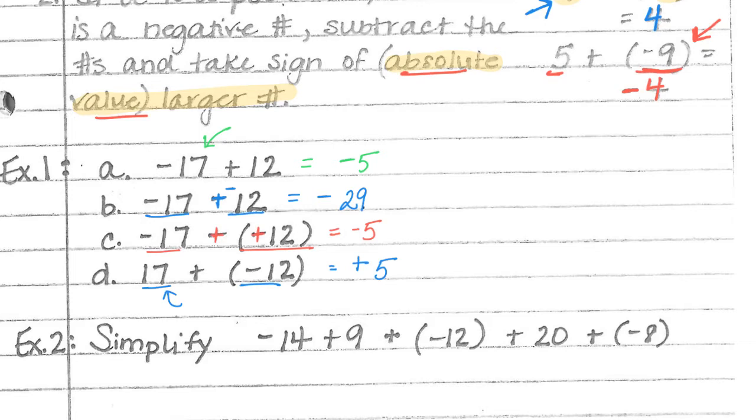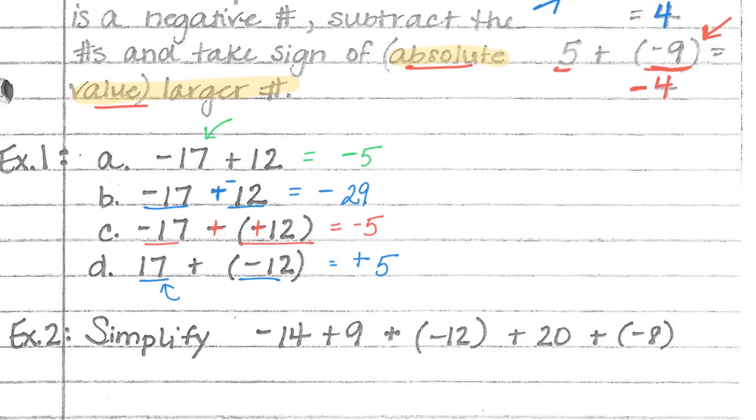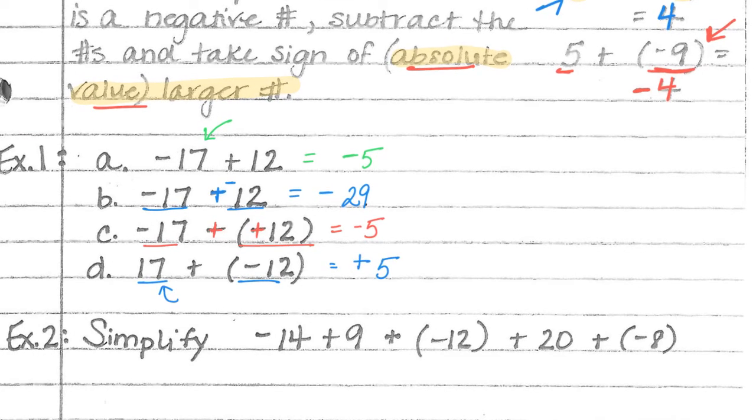All right, moving on to example 2. I want to try to help you to manipulate your thinking. We can use properties and all that to commute and associate and all that good stuff. But I do want to put your attention to this first question. It says simplify, and we are adding negative 14 plus 9 plus negative 12 plus 20 plus a negative 8.